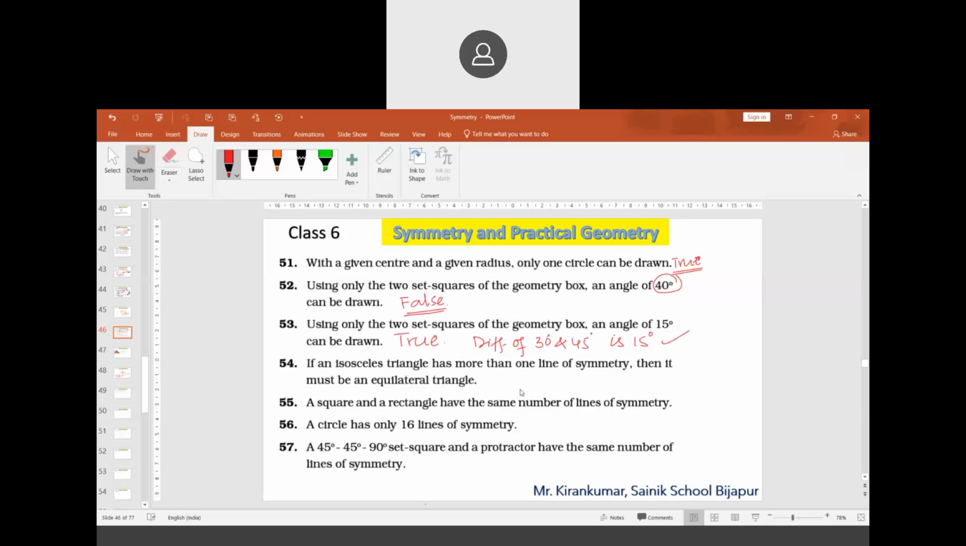Statement number 54. If an isosceles triangle has more than one line of symmetry, it must be an equilateral triangle.